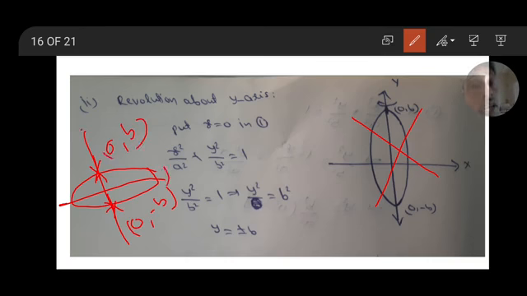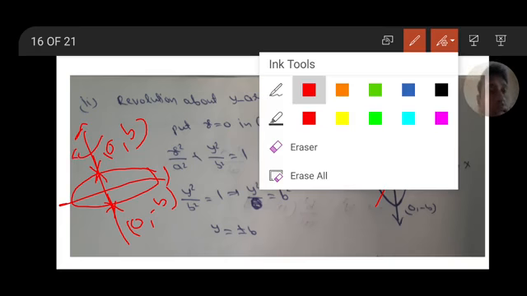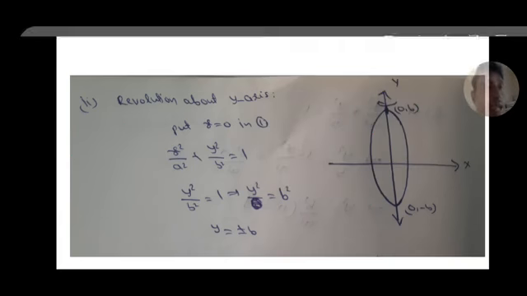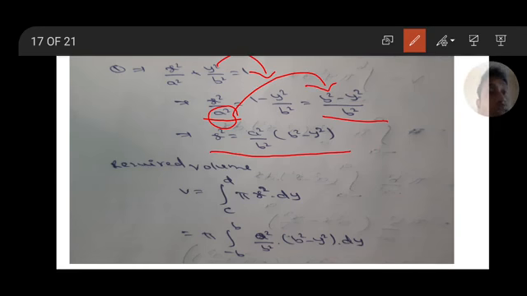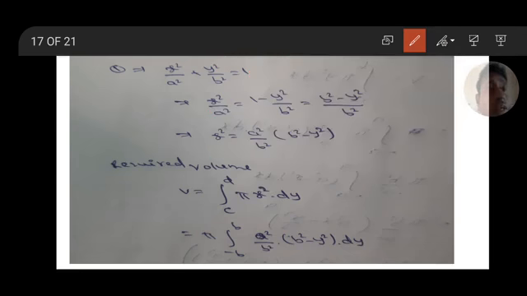Revolution about the y-axis. Then you have to write x in terms of y. So x square by a square plus y square by b square equal to 1. Therefore x square by a square, if y square by b square comes to this side, is 1 minus y square by b square. B square is the LCM, b square minus y square by b square. This a square goes to this side, we get x square equal to a square by b square into b square minus y square. So we got it.